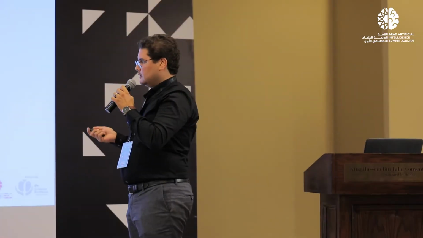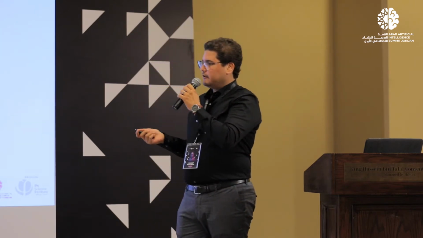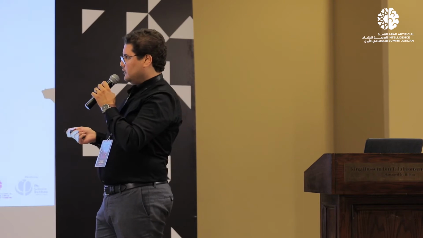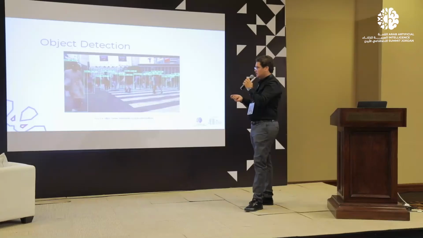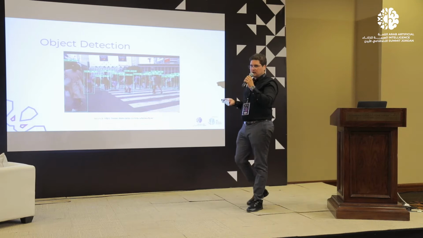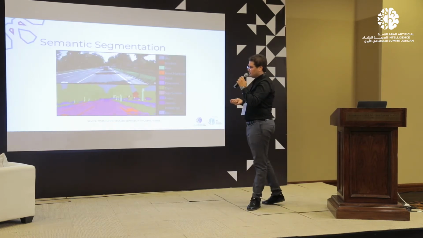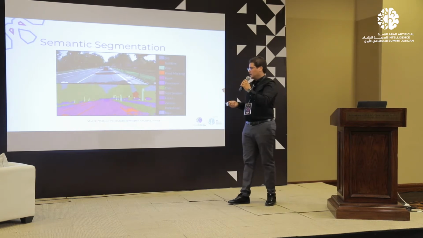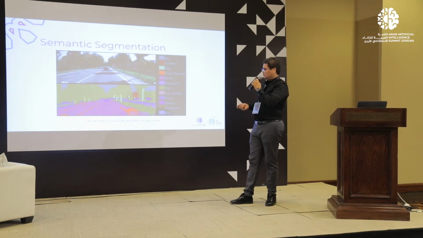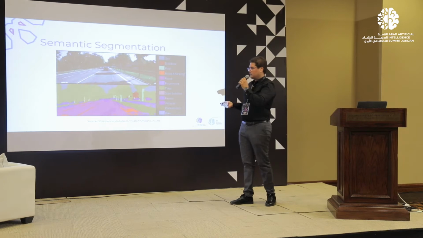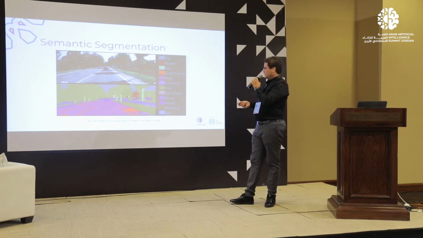Other types of tasks in computer vision are, for example, object detection, which is different from image classification. We have to detect all the objects in a given image. Another one is semantic segmentation. For this task, the output is an image with the same size as the original image, but where each pixel has a value, and this value is the class that this pixel belongs to.